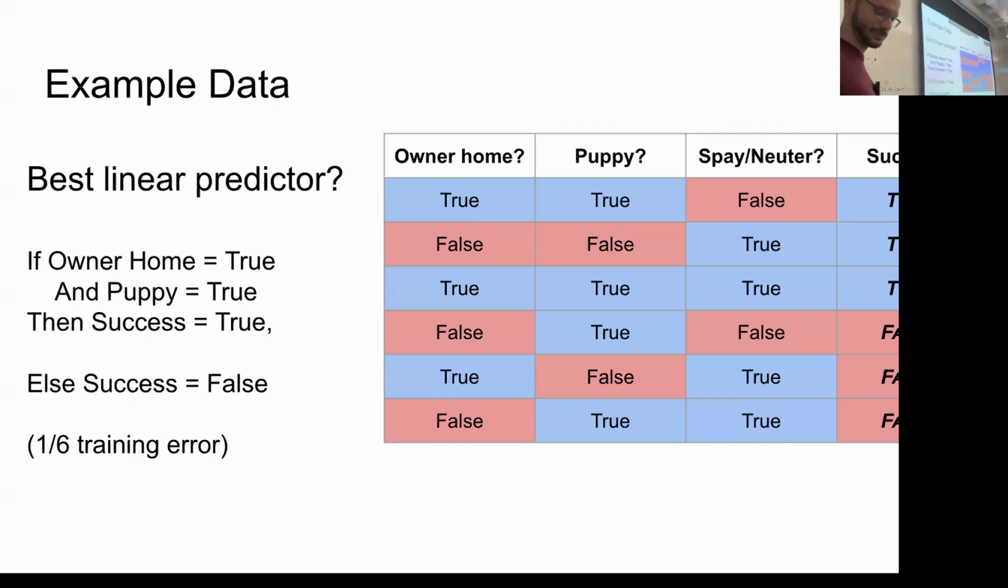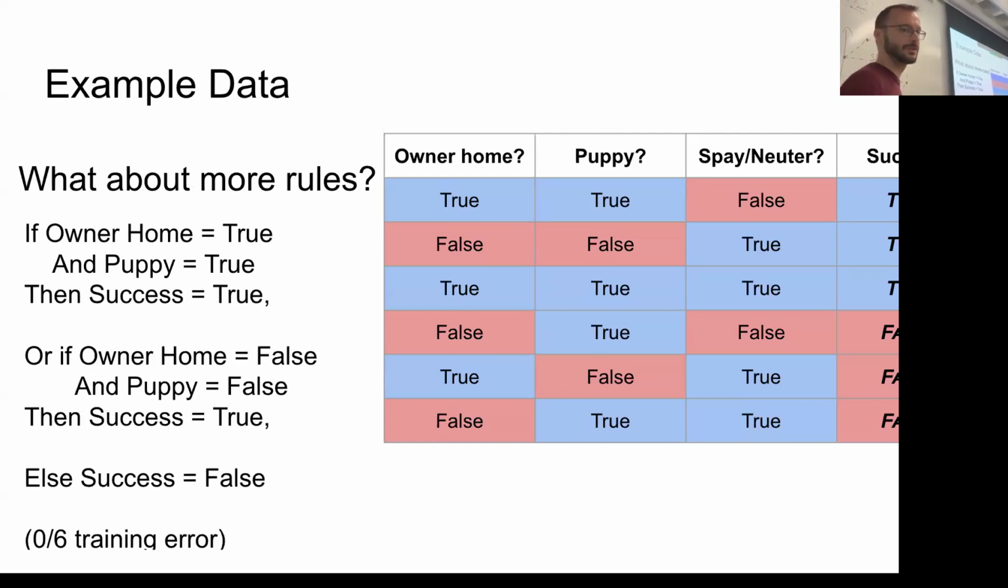So the motivation behind decision trees is let's just make the model a bit more complex. Let's add more rules to it. The half space will not always work, but we still want to come up with a model which can correctly predict our points. So we come up with more complex rules. This is just one example. Let's say if the owner is home, the dog is a puppy, we predict that the success will be true. Or if the owner is not home, the dog is not a puppy, then we also predict success. Otherwise, we predict failure for the adoption.